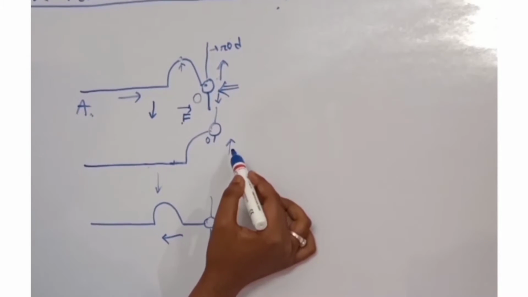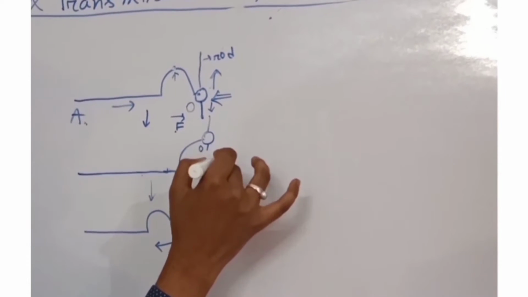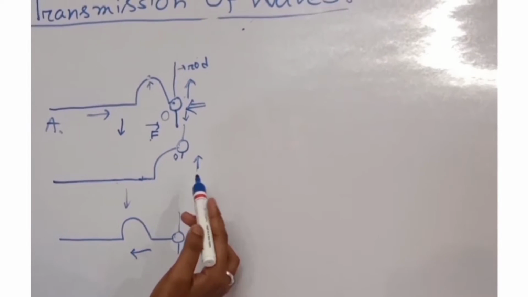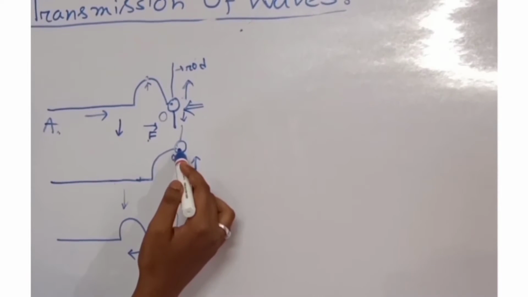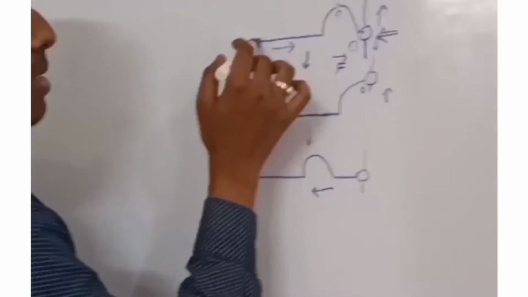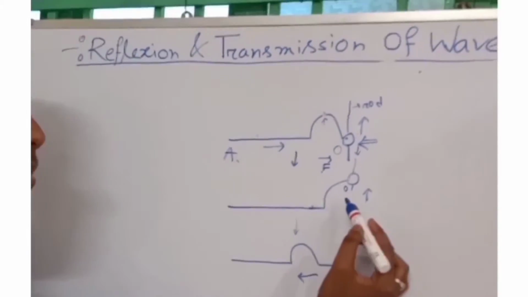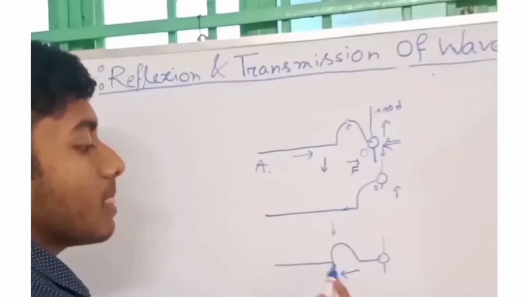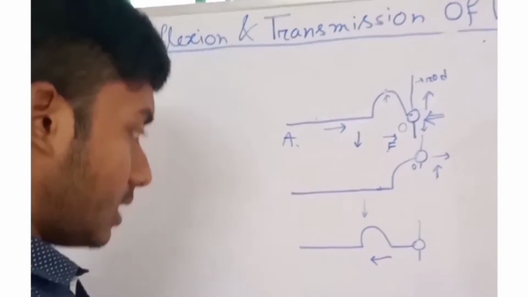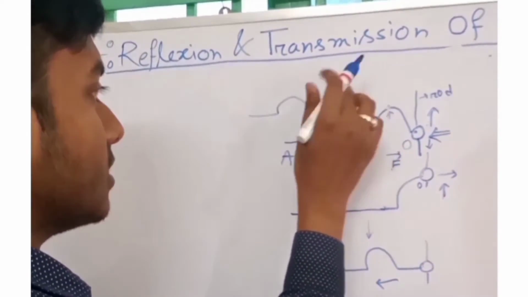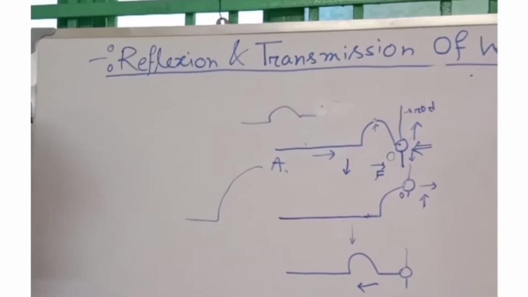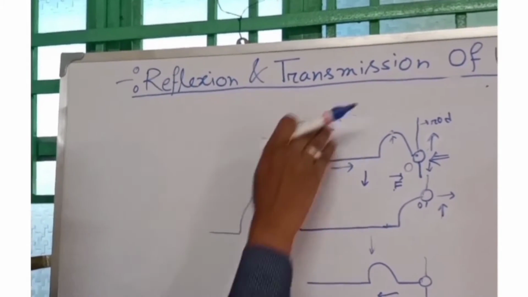But we can see that it overshoots, or simply its height is greater than the maximum of the pulse height from the former. So why does this happen? Why does the pulse move like this, and at the end point it moves like this, much higher? So what is the reason?